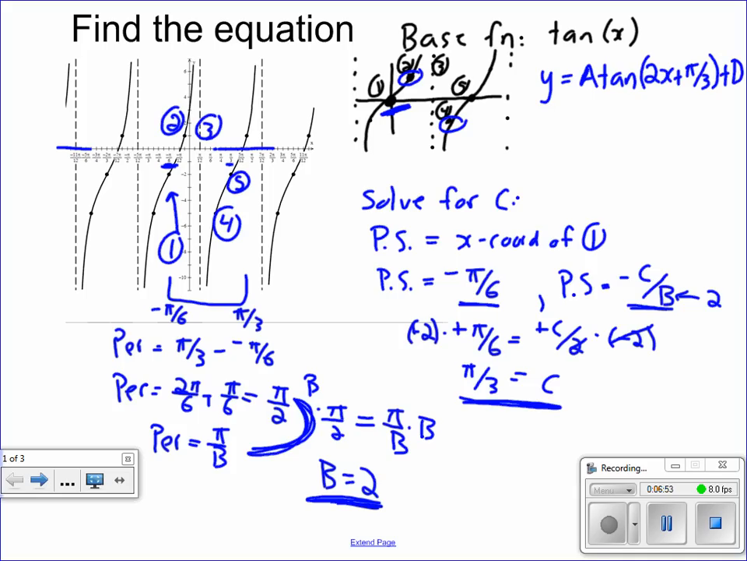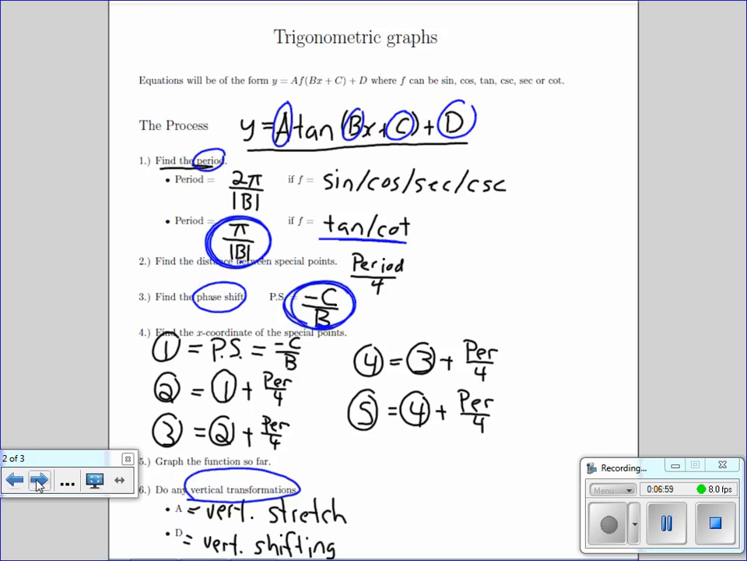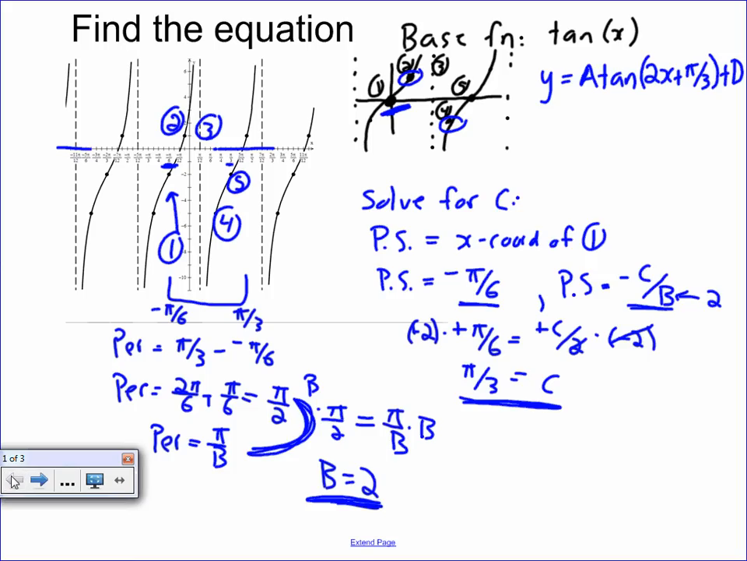plus a d outside. So again, how do we find a and d? We look back at our process. A comes from any vertical stretching, down here at the bottom. D comes from any vertical shifting. So we look, did we do any vertical stretching? In order to figure that out, we look at the vertical distance between our special points. This vertical distance was at 1, 2, negative 1, negative 2, so our vertical distance between those points is 3 units. Our vertical distance between those points is also 3 units.